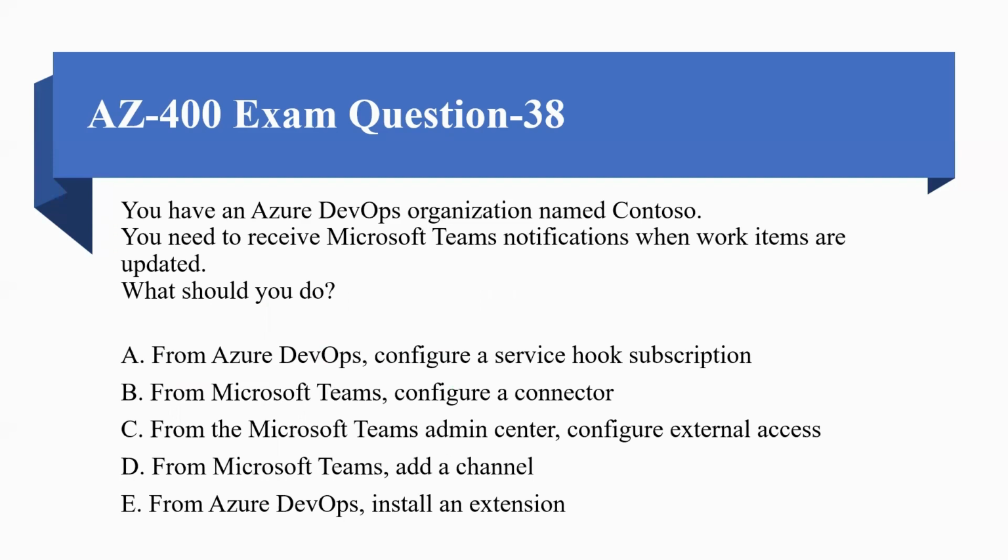Moving towards next question. You have an Azure DevOps organization named Contoso. You need to receive Microsoft Teams notifications when work items are updated. What should you do? Option A, from Azure DevOps configure a service hook subscription. Option B, from Microsoft Teams configure a connector. Option C, from Microsoft Teams Admin Center configure external access. Option D, from Microsoft Teams add a channel. Option E, from Azure DevOps install an extension. And the correct option would be option A, from Azure DevOps configure a service hook subscription.